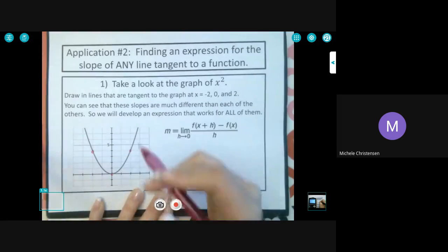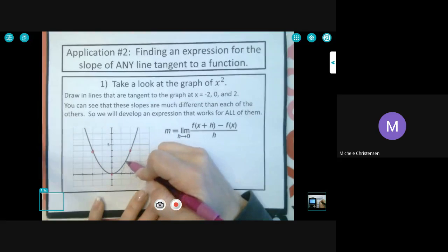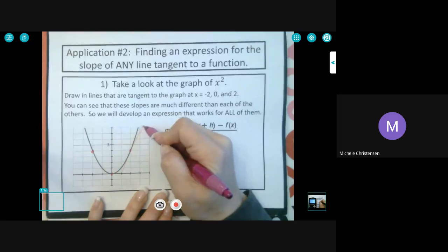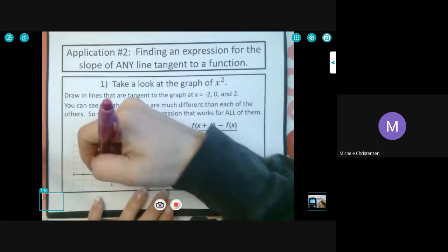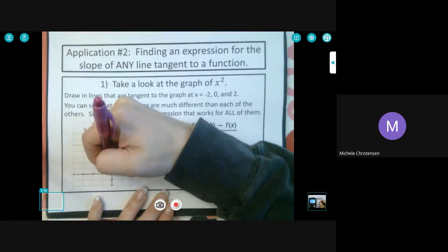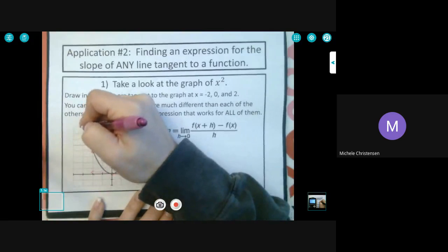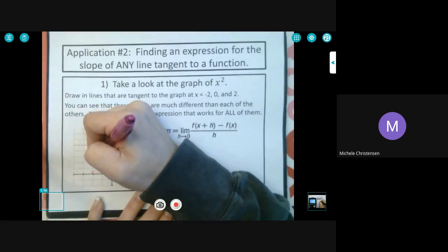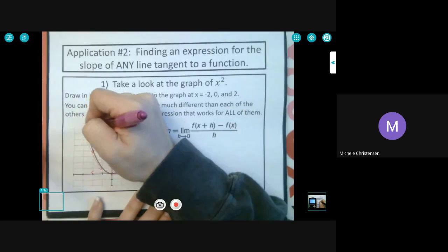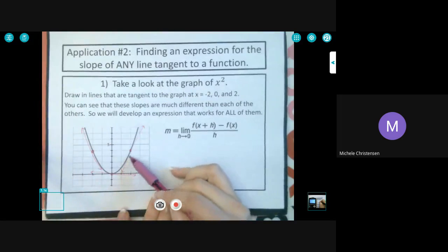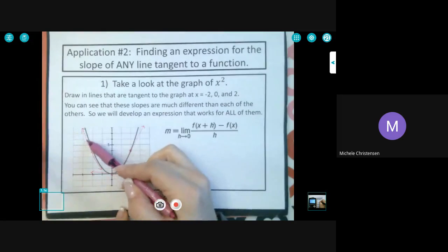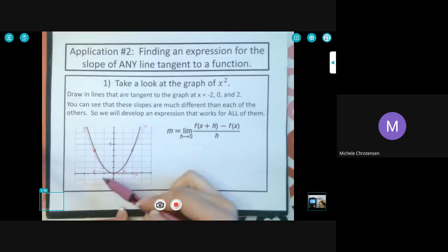So if we had a tangent line to each of those 3 points, well, the slopes for each of those lines are all very different from each other, okay? This one is very clearly positive. This one's very clearly negative. This guy is going to be 0.